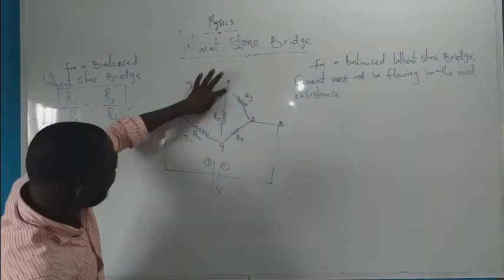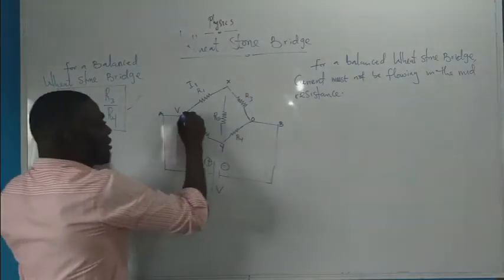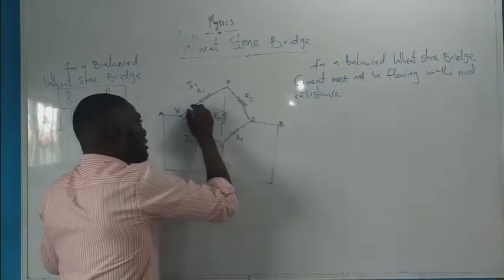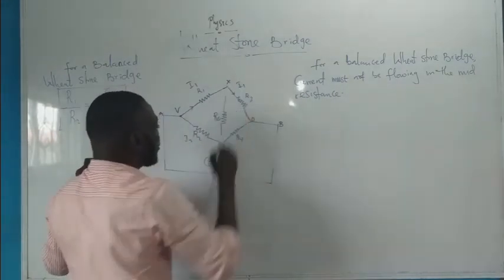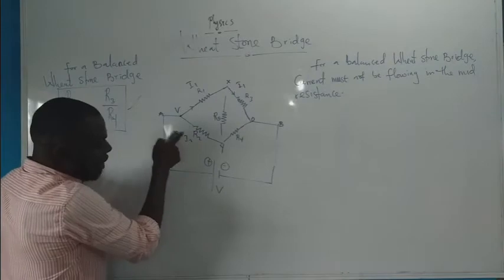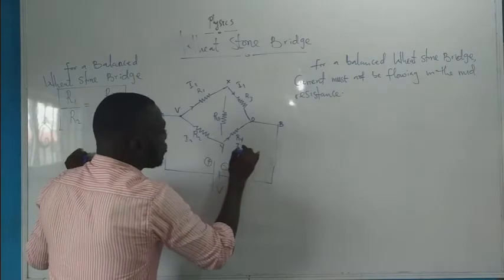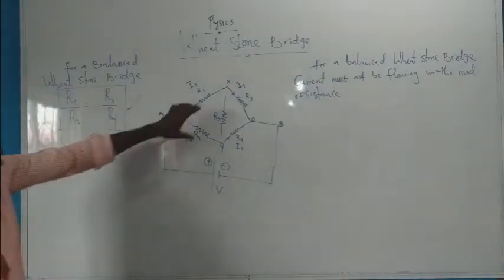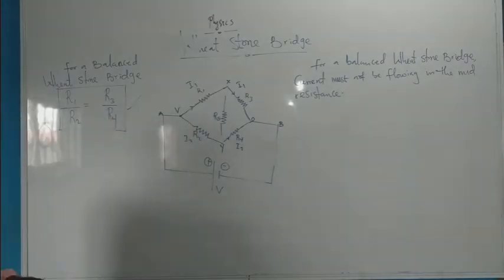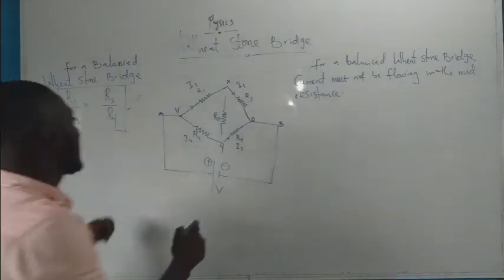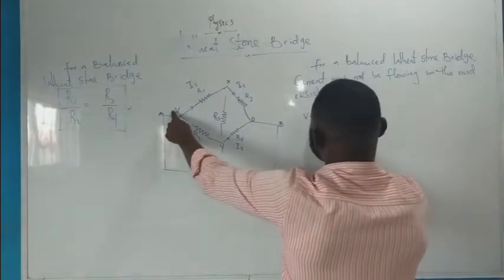Since you've removed R5, the current passing through R1 will be the same value of current passing through R3. That will be I1. The same amount of current passing through R2 will be the same amount of current passing through R4, I2, because there is no current flowing in the mid resistance. So the circuit is said to be balanced.